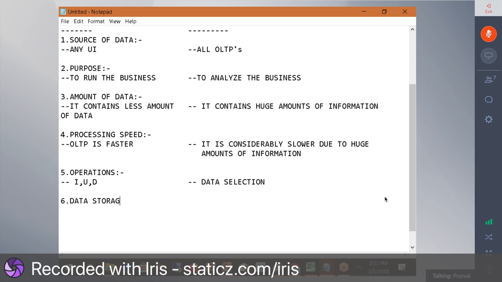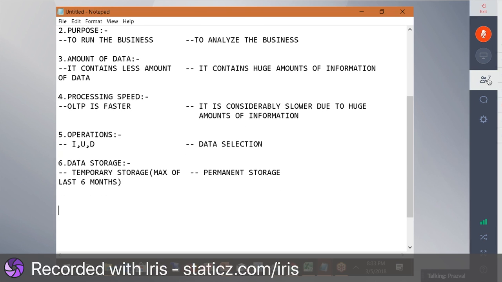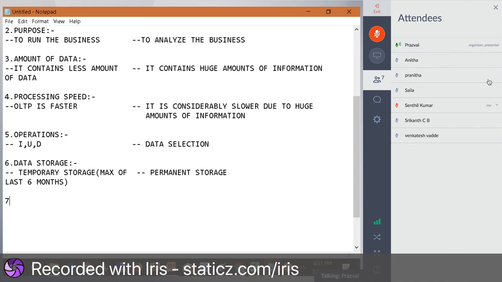Next, data storage. In OLTP, are we storing data permanently? No. It is temporary storage. Max of last 6 months. What about OLAP? Permanent storage. Permanent storage.